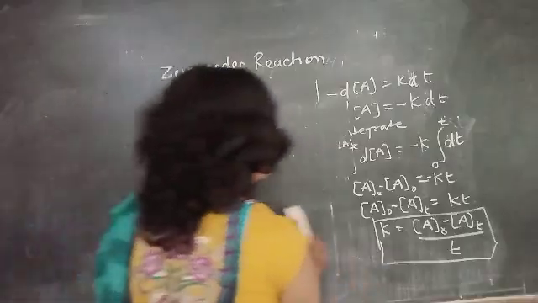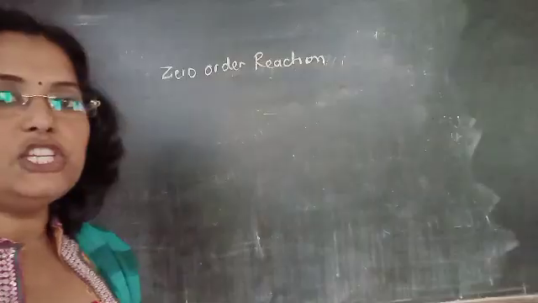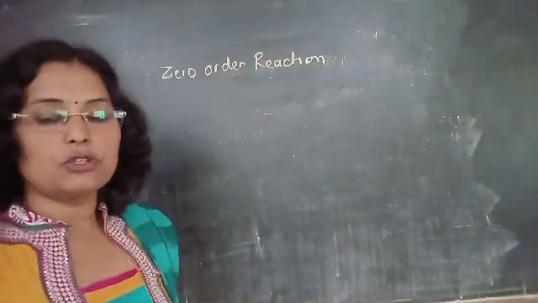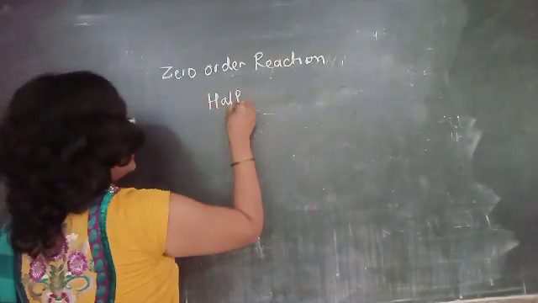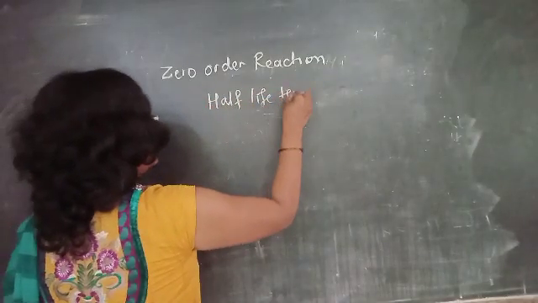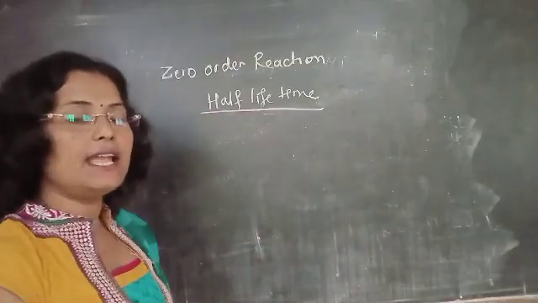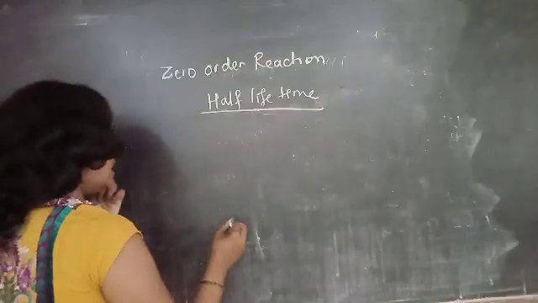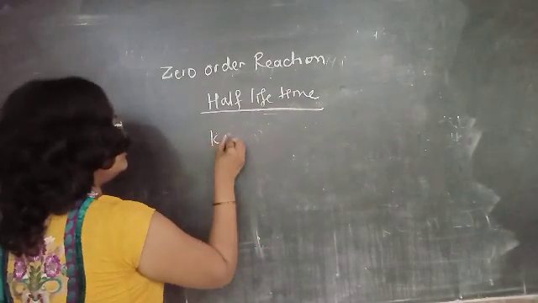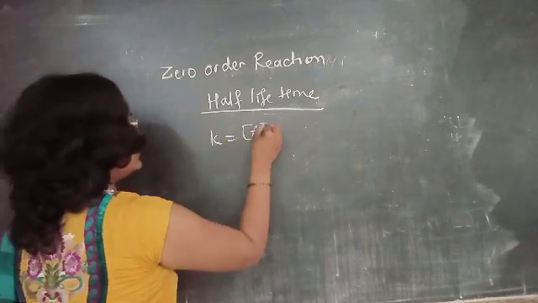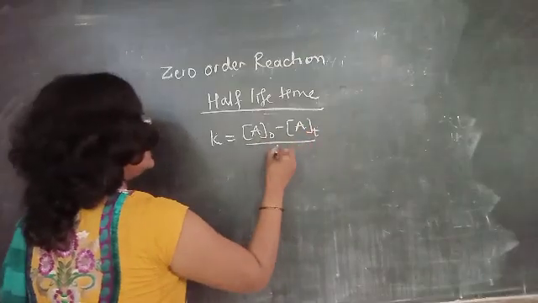Now the half-life time for the zero order reaction. What is the half-life time? Half-life time is the time required for the initial concentration to reach its half. That time is called the half-life time. So what is the half-life time for the zero order reaction? What is the integrated rate law for the zero order? k is equal to A0 minus At upon t.